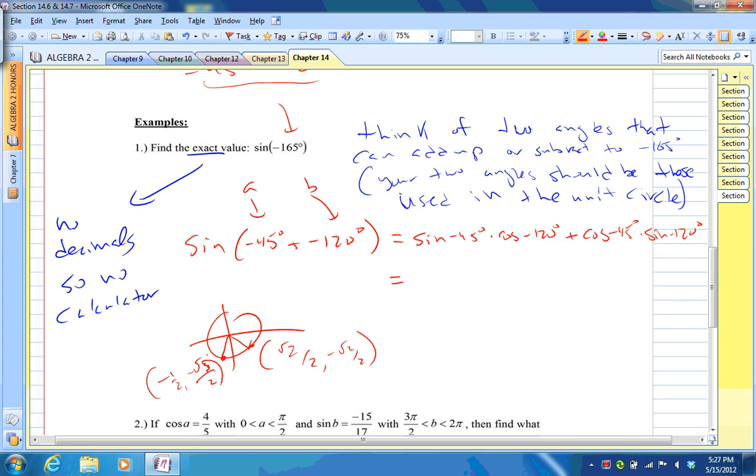So, okay. So let's work this out. Sine negative 45, you should know, is negative root 2 over 2. Cosine negative 120 will be negative root 3 over 2. Plus cosine negative 45 is root 2 over 2. And sine negative 120, negative 120 degrees should be, oh, oops, sorry about that. Let's see here. That should be negative 1/2.